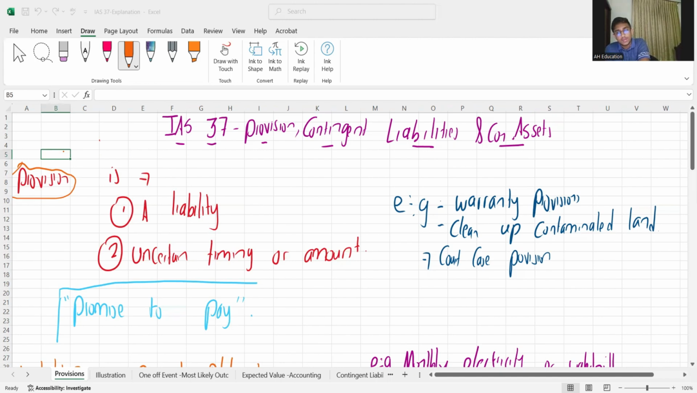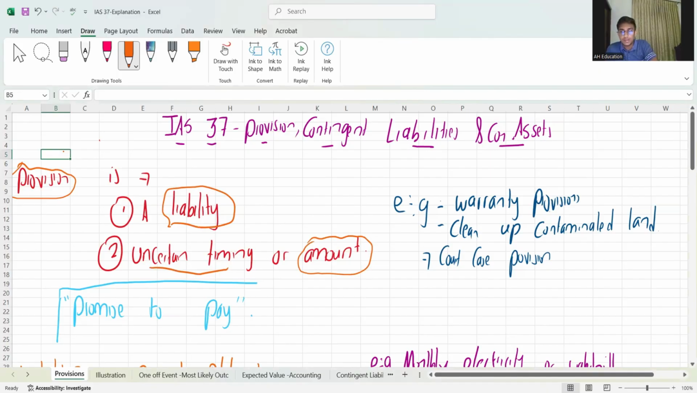In simple terms, a provision is a liability. It has the characteristic of a liability. But how does it differ from liabilities? It has uncertain timing or uncertain amount.